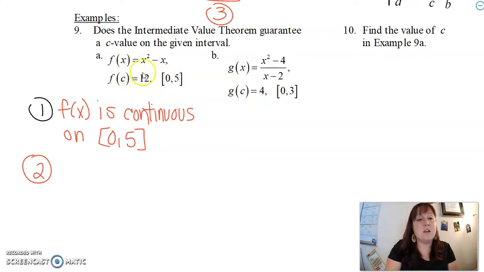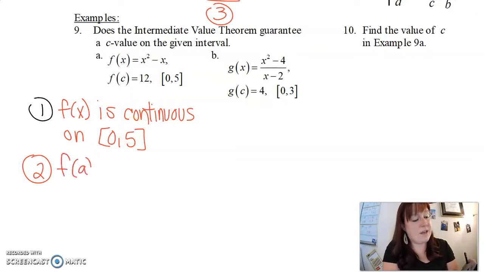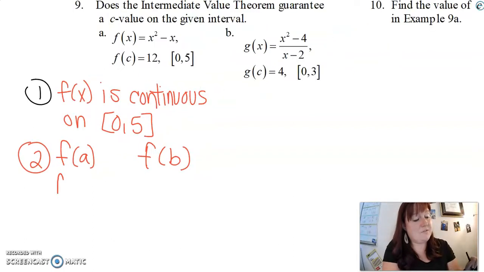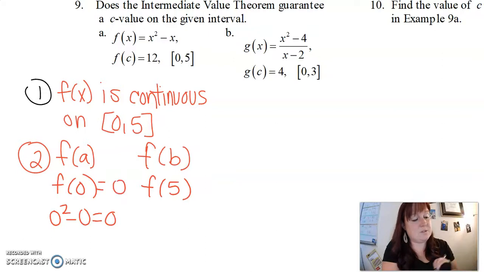So the first thing we had to see is f of x is continuous. Now we have to check, is 12 in between f of 0 and f of 5? Because it has to be in between f of a and f of b. That's our second condition. Let's check to see if it is. Well, f of a would be f of 0, and f of b would be f of 5. So we plug in 0 and we get 0 squared minus 0 equals 0. So f of 0 equals 0. If we plug 5 in, we get 25 minus 5, which equals 20.